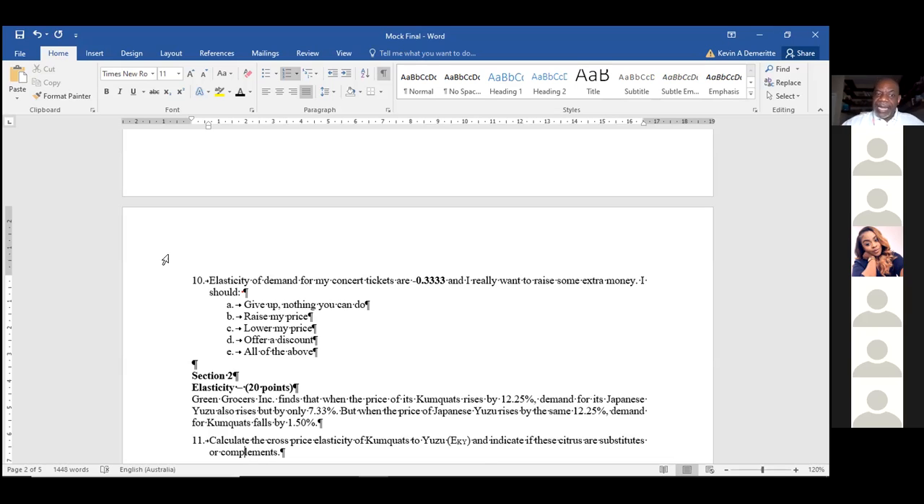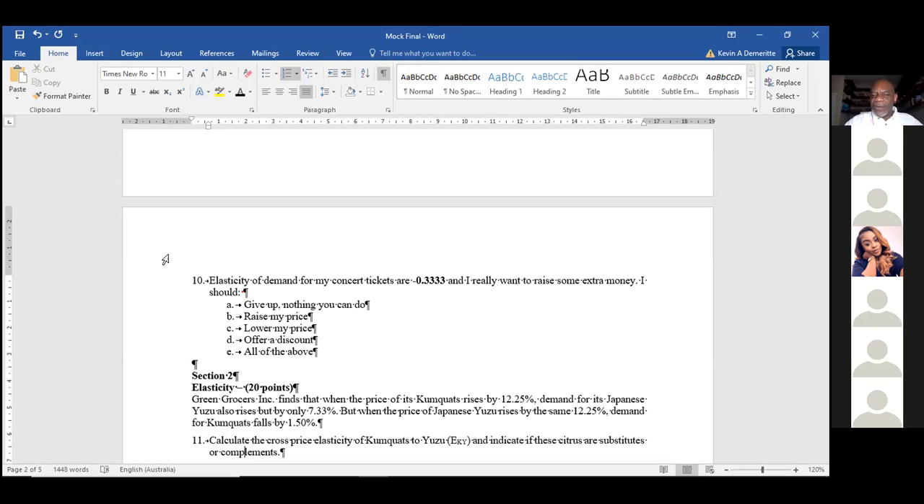That means that if demand is inelastic, this is such a sweet concert that if we raise our ticket prices, we're not going to lose a ton of customers. It also means that if we lower our ticket prices, we're not going to get a ton of extra customers, which probably means that this is such a hot ticket that you're pretty much already sold out.